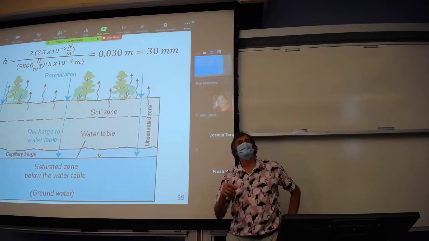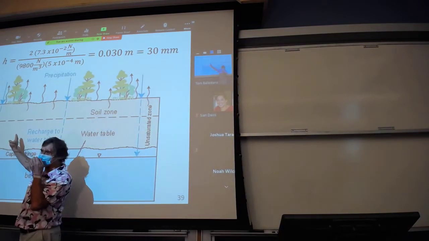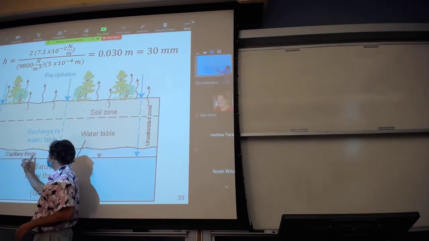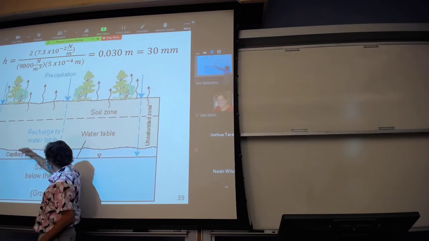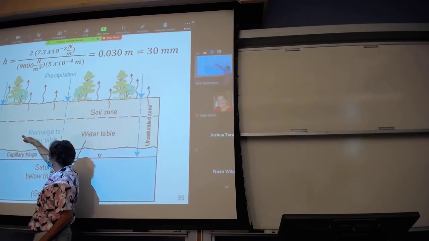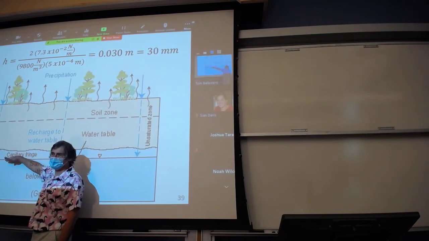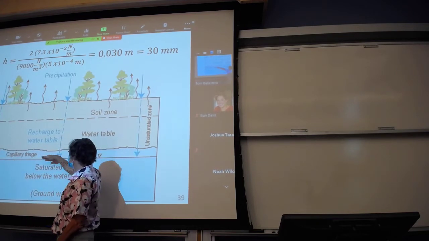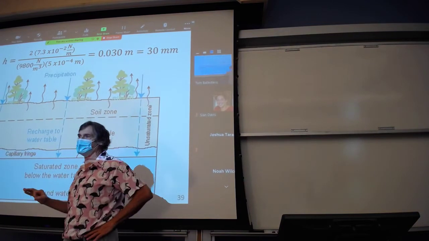So let's take this one step further. If you put a well into this system, and I had introduced this the first day of class, and it has a screen, slots in the pipe, that is open from above the groundwater table to below, the water level in the well will come to this level. Okay? That's what defines the groundwater table. Why? Because this is a line where the pressure is 0. It's at atmospheric pressure.